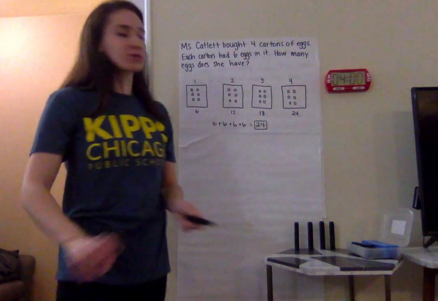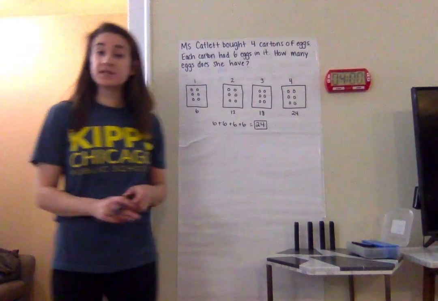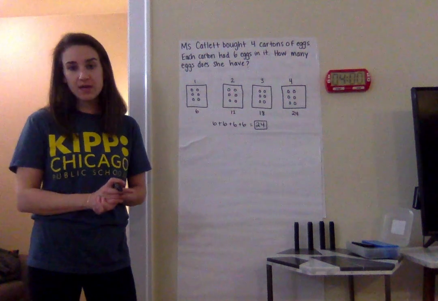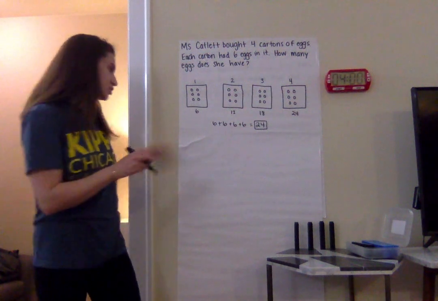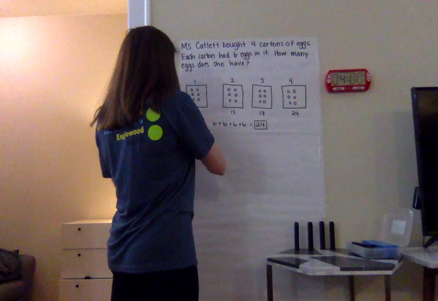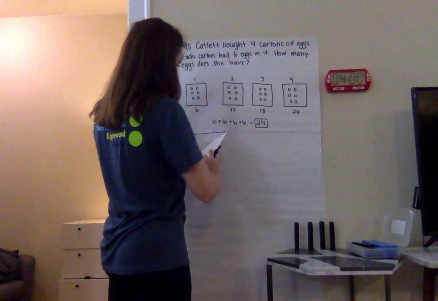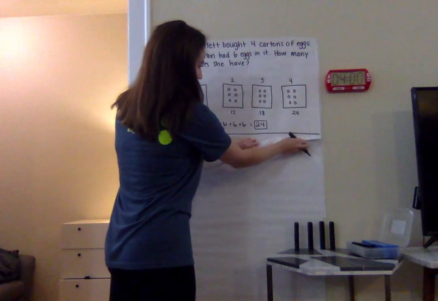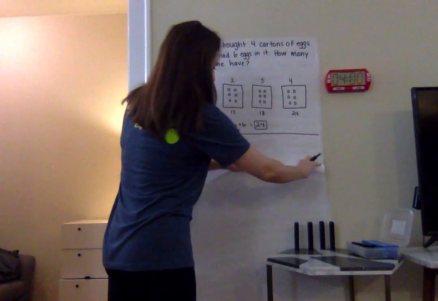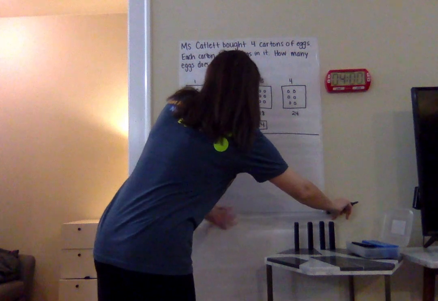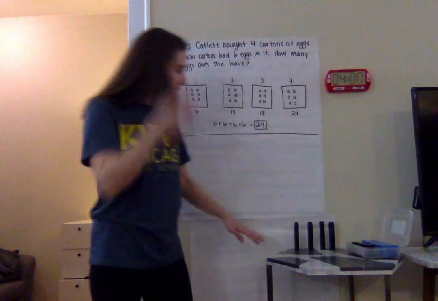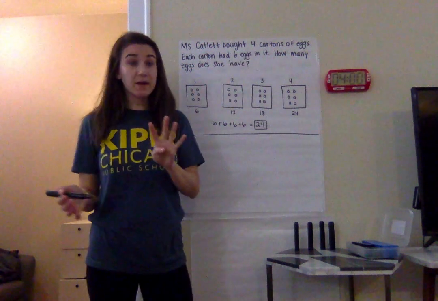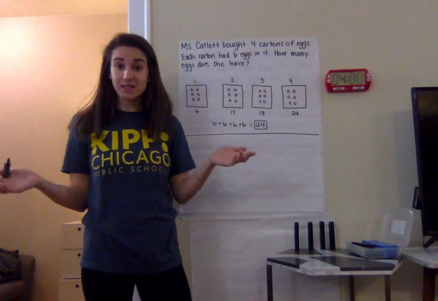Nice job, Kipsters. So what we're going to do now is I'm going to use my cubes the same way, but I'm going to show you a way to change up the drawing a little bit to make it a little bit faster and more efficient. So I'm going to move my paper down without knocking my cubes over, hopefully. All right. There we go. So I'm going to keep these same cubes because she still has 4 cartons or boxes that each have 6 eggs in them.